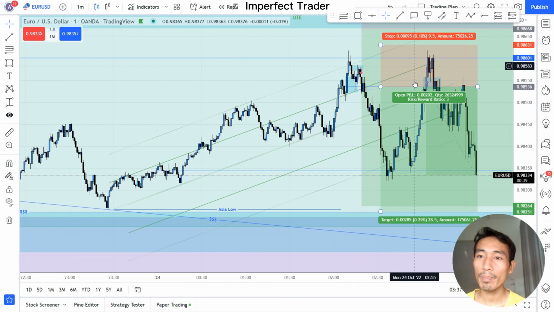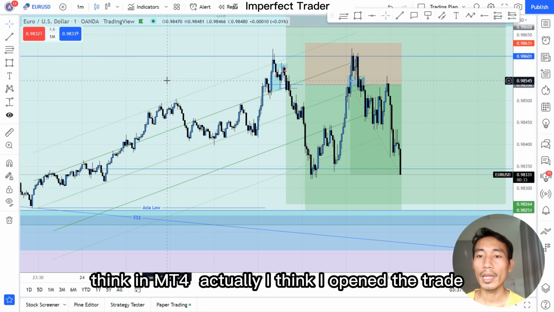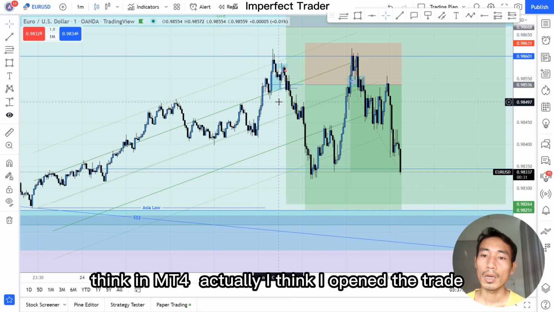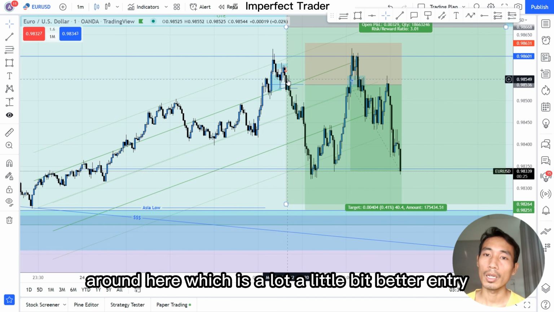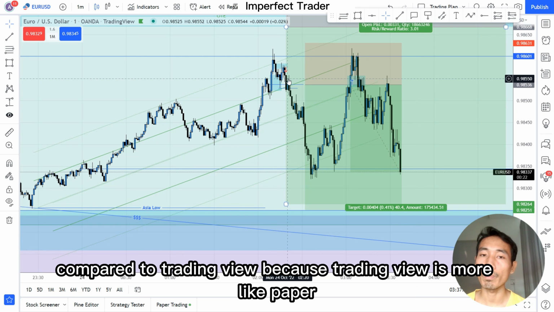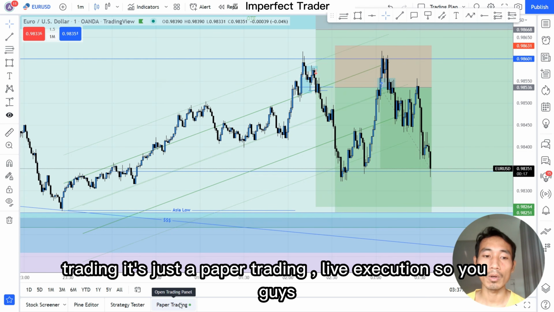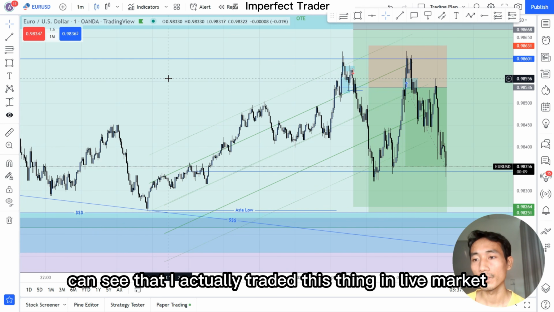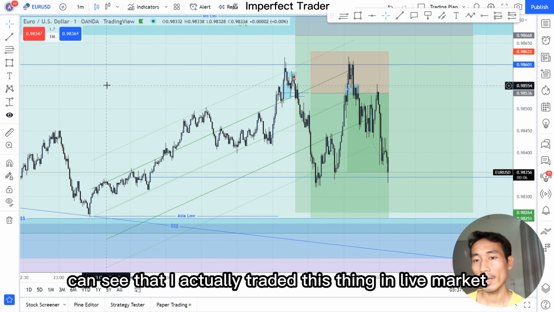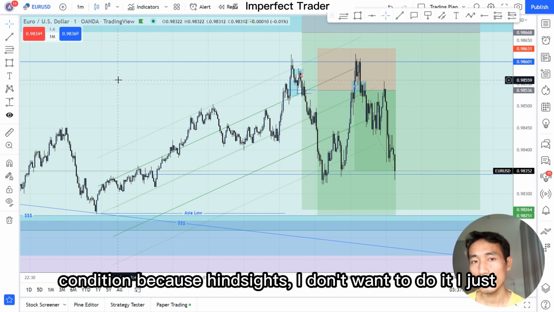On TradingView, it had been stopped out, but in MT4 it's not, because I think in MT4 I opened the trade around here, which is a little bit better entry compared to TradingView, because TradingView is more like paper trading, just paper trading like execution. So you guys can see that I actually trade this in live market conditions, because with hindsight I don't want to do it.